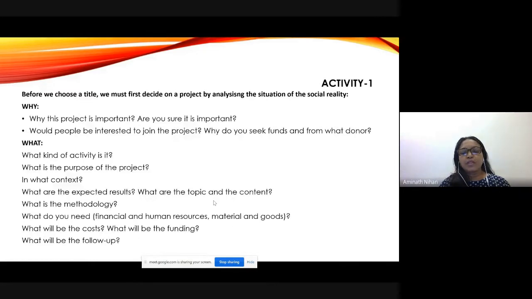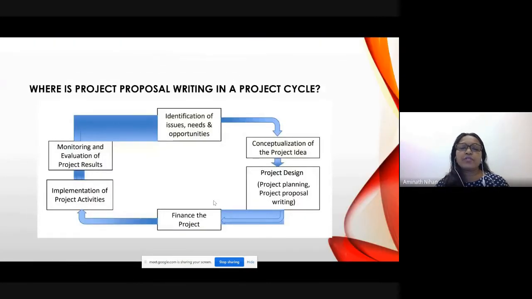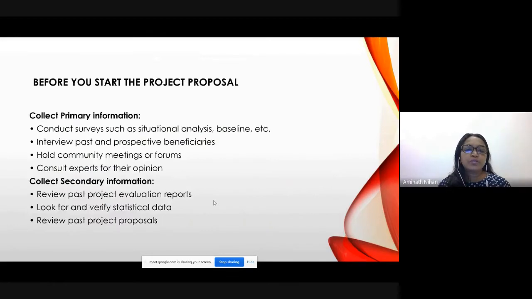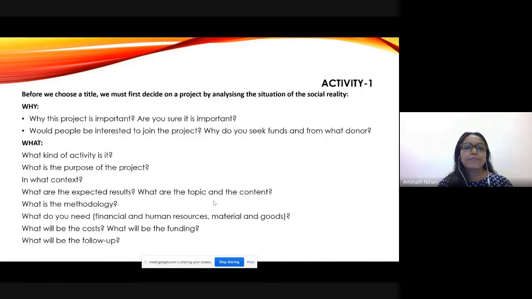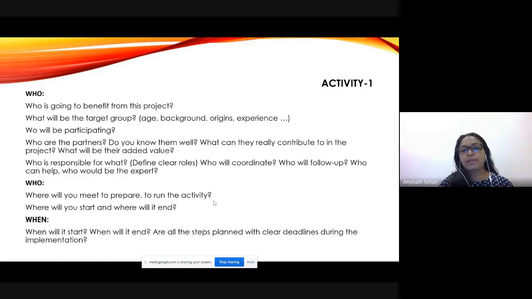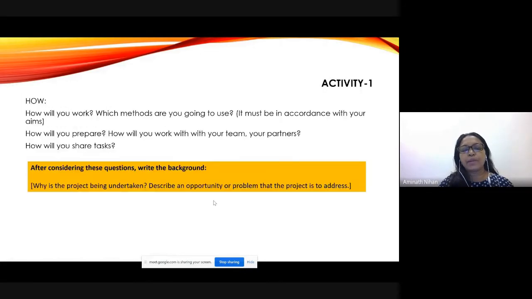So in identification of issues, needs, and opportunities, and conceptualization of the project idea, you first need to go through these two stages, thinking about it, putting something on paper so that you have a fair idea of what the issue is, what its impact is, and why due to this issue, your project is so important, for which group and why, right? So you don't need to answer each question that I have written here. Just think about it and roughly put something on paper as to why, what, who, where, and when, right? Because that's going to help you plan the project better, right?